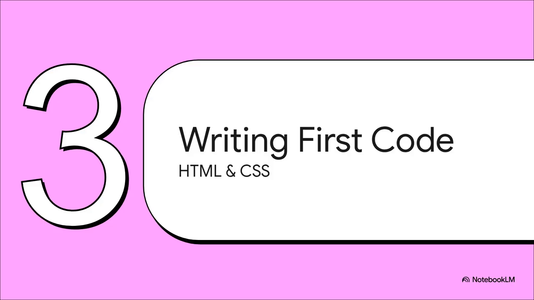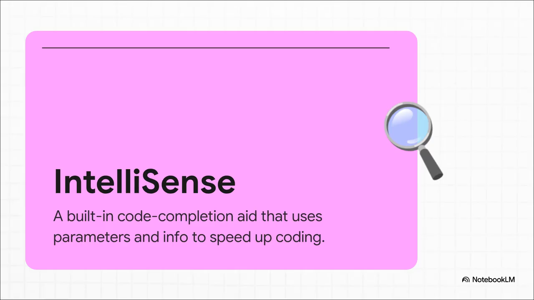Section 3. Writing your first code, HTML and CSS. Okay, you're set up, so it's time to build. HTML and CSS are the building blocks of the web, and VS Code has an incredible built-in code completion aid called IntelliSense to help you write them. It gives you parameter info, quick info, member lists. Honestly, think of it like a super intuitive assistant that's trying to finish your technical sentences while you type.